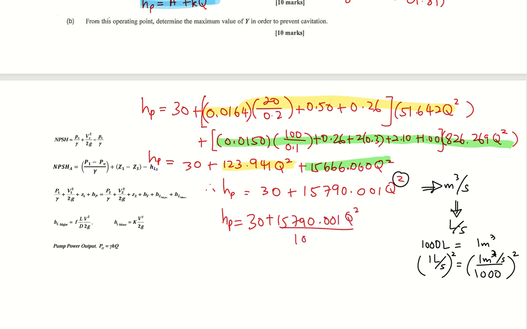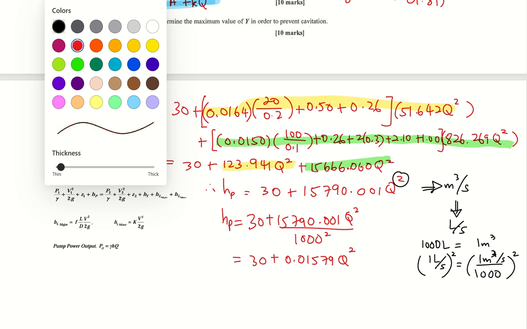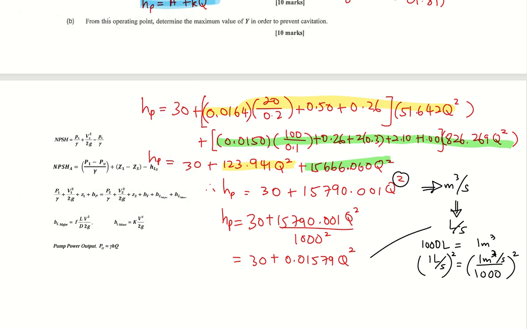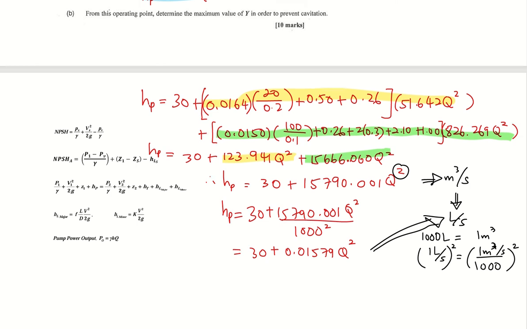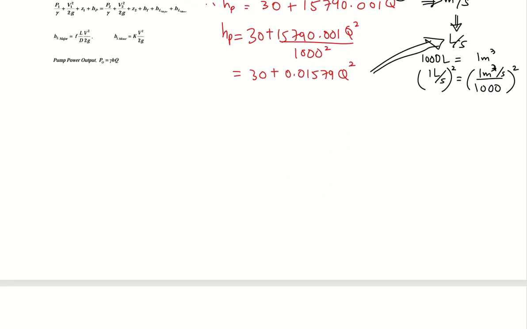You divide by 1000 squared. You will get 30 plus 0.01579. So I take 4 significant figures. So this equation is in liter per second. All right. So once we have the graph, we should be able to plot the points.